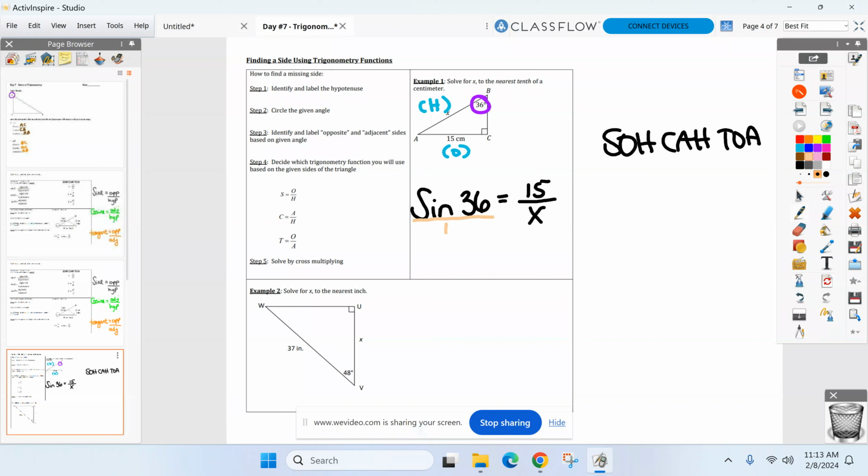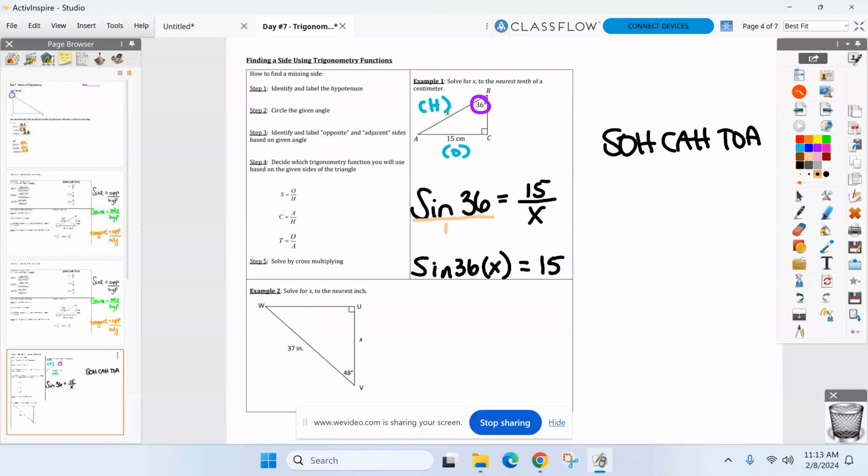All right, here we go. We're going to cross multiply. So cross multiply this way. Multiply your extremes. I get sine of 36 times x. And if I multiply the means, I get 15. I am taking this really slow. I have to solve for x, though.